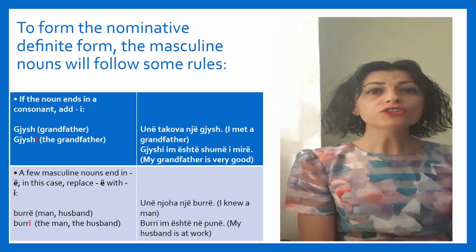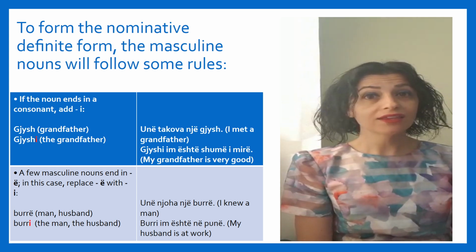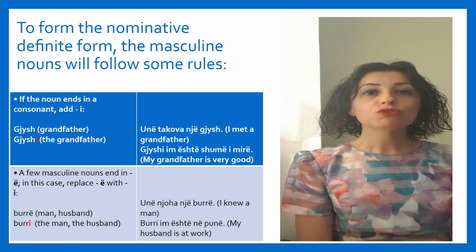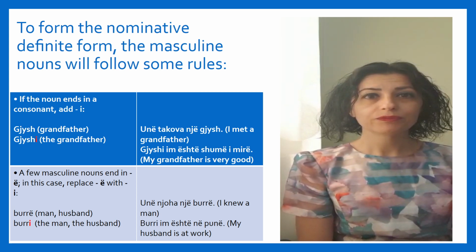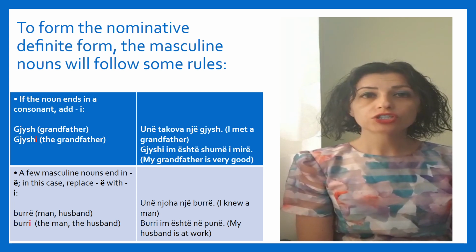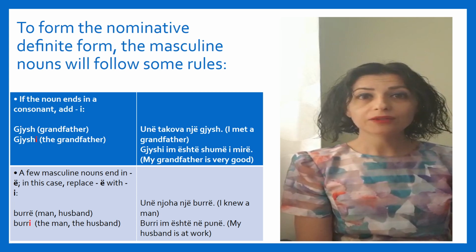Now, the first rule is, if the noun ends in a consonant in the indefinite form, and we are talking about the masculine nouns, to form the definite form, you have to add an "i". So, for example, you have the word gjysh, a grandfather. Now, to make it in the definite form, you have to add "i". So, gjyshi.